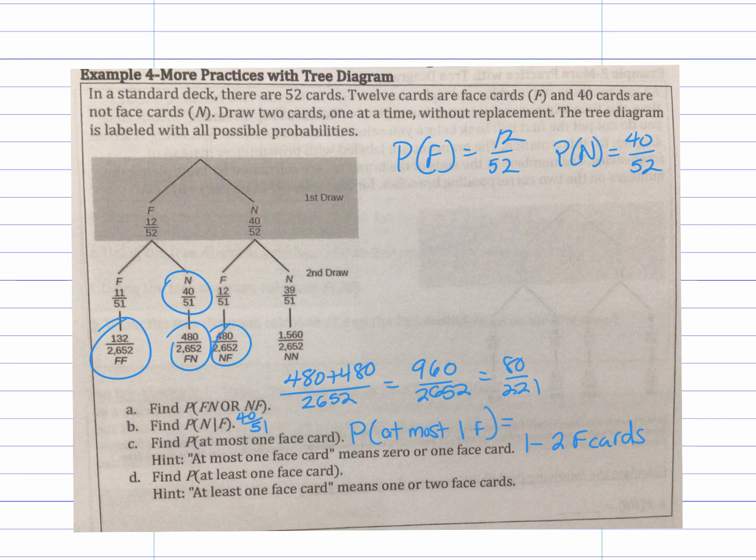equals 2,652 minus 132 over 2,652. And if you do the math, you get 2,520 divided by 2,652, which reduces to 210 over 221.